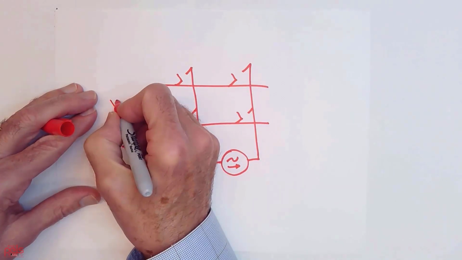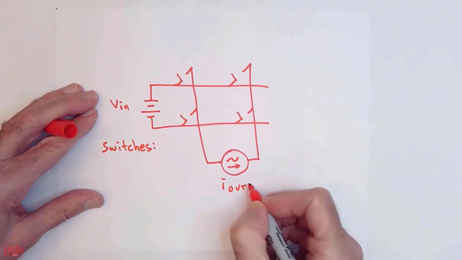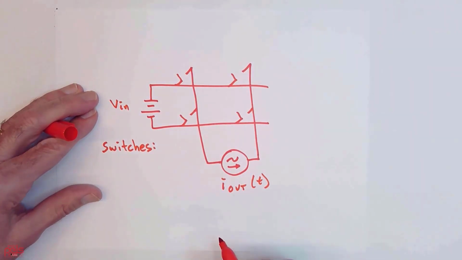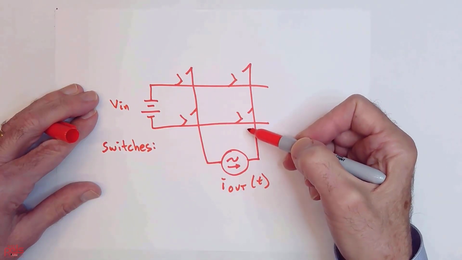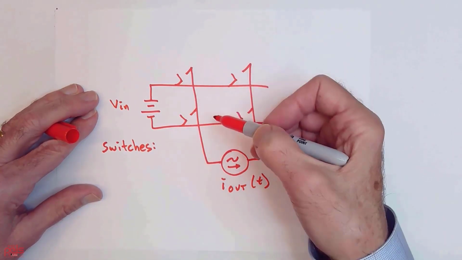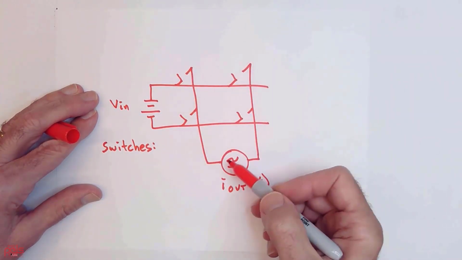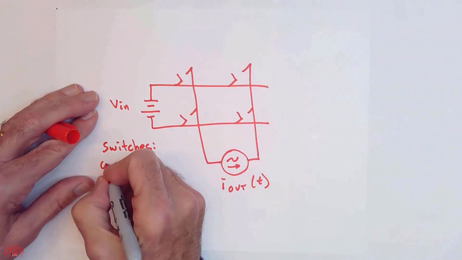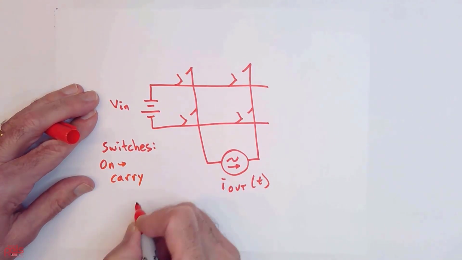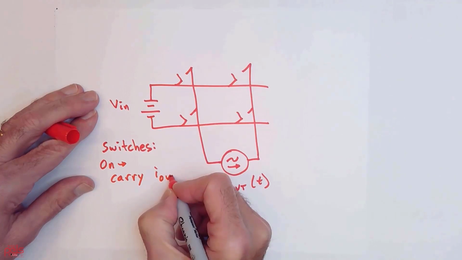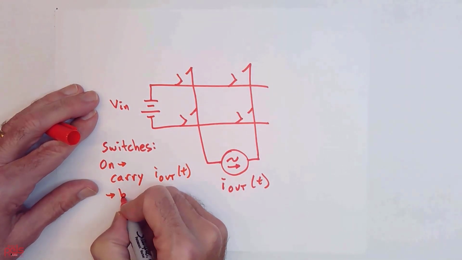Okay, here's V_in, here's I_out, which is a function of time. If any of these switches are on, they're going to have to carry this current. So pretty obviously, if they're on, they have to be able to carry I_out(t), which of course is an AC current, and therefore that's bipolar.